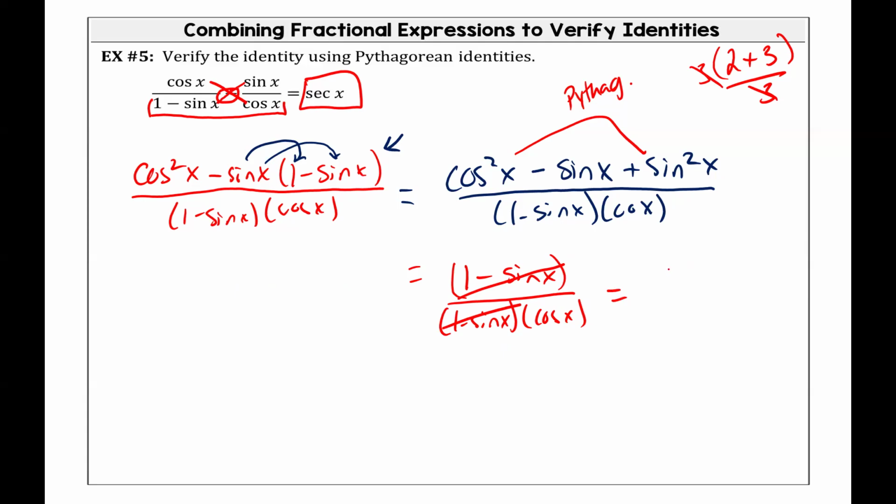When you cancel out a factor, Casper the friendly one is there. It doesn't become a zero. It doesn't go away. Casper the friendly one is like, hey, friend. And what does 1 over cosine x equal? Secant. That was pretty bad. We did it.